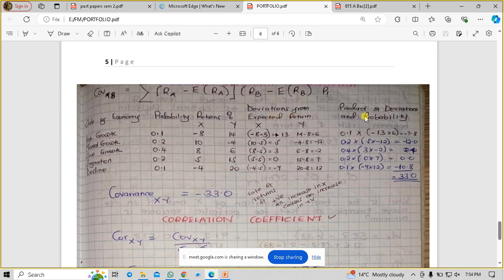Then we go to the product of deviation and probability. When you talk about product, we are talking about multiplication. So what you basically do, product of deviation and probability, meaning that this deviation and the probability, we are going to get the product. So we have 0.1 as our probability. The deviation of x is -13, sorry, and the deviation for y is 6. So we are going to say 0.1 times negative 13 times 6 for us to get negative 7.8.